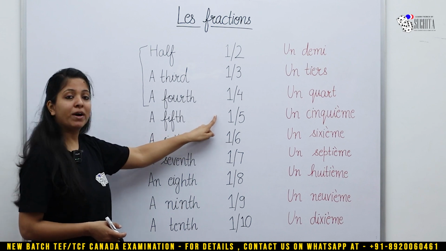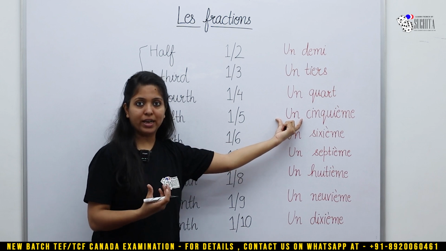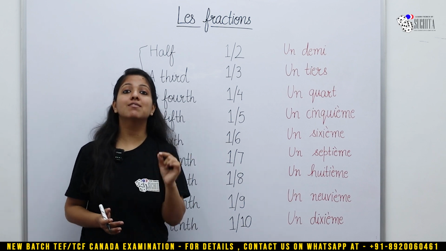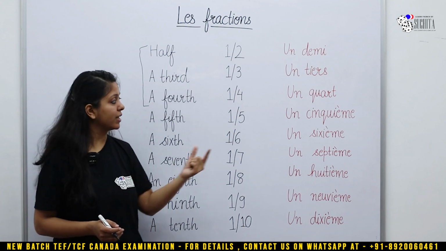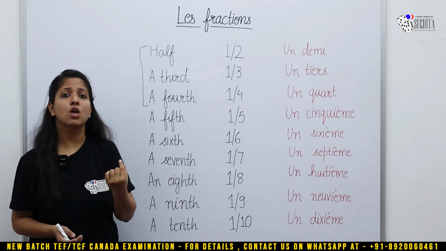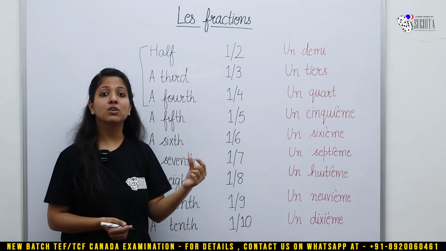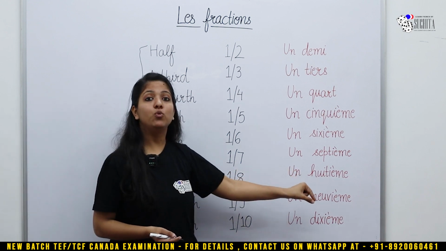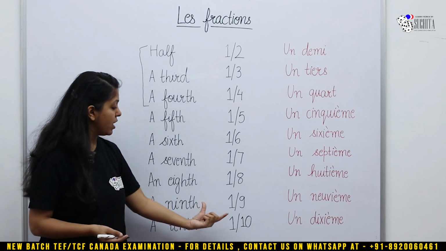Okay, so from here, 1/5, 1/6, 1/7, you need to write 1, and then followed by the ordinal numbers. So what do you say fifth? Fifth is cinquième. I explained that in the video of ordinal numbers, so you can watch that video for that. Un cinquième. Then how about 1/6? 1/6 is known as un sixième, because sixth is sixième. 1/7, that's un septième. 1/8. Un huitième. 1/9, that's un neuvième.